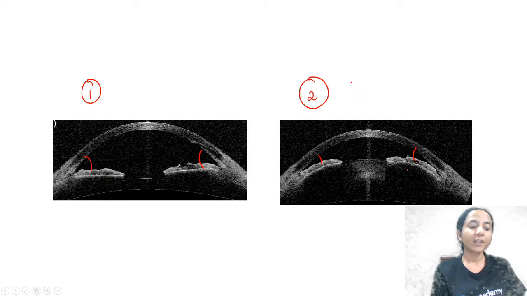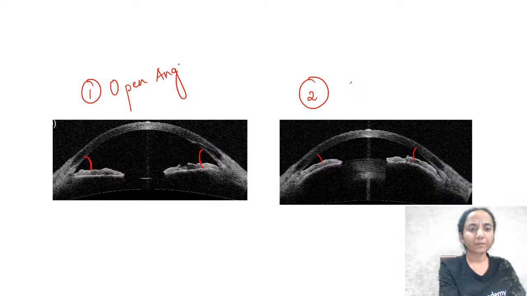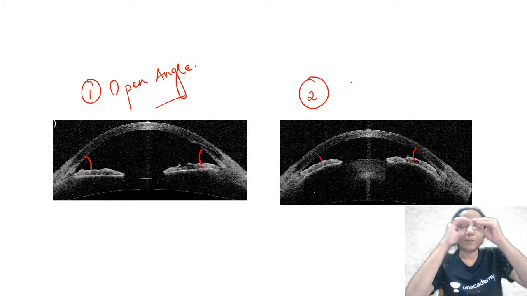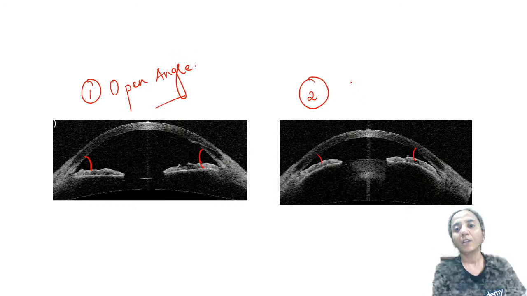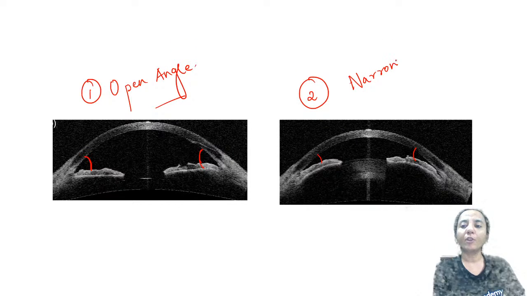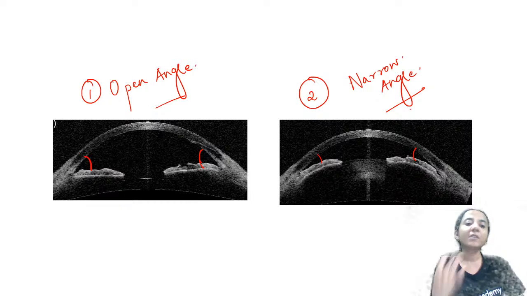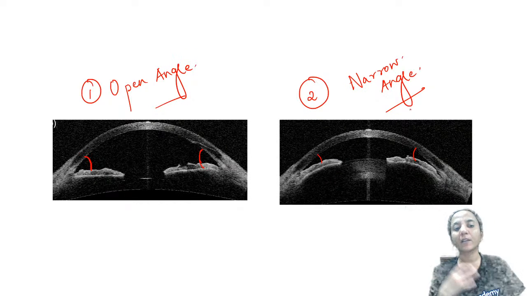and picture number 2. Basically, this investigative modality is of extreme importance in glaucoma. In the first picture, you see how wide open the angle is. So this is an open angle. And here you see the angle is very narrow because the space between the iris and the cornea is very minimal. So this is a narrow angle. All of you know that glaucoma is classified as OAG, that is open angle glaucoma, or ACG, that is angle closure glaucoma. So this is one investigative modality which helps us to confirm this diagnosis of OAG or ACG.